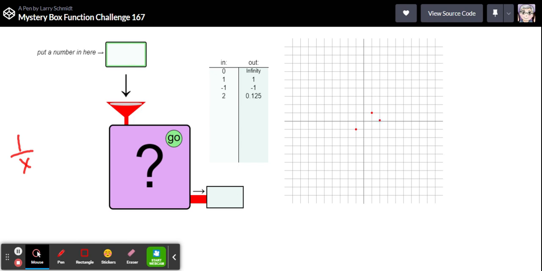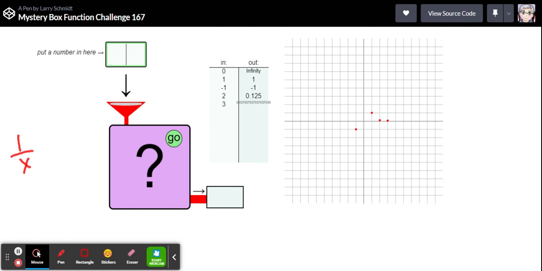Oh, so if it's 1 over x, I would expect 1 over 2 would give us 0.5, but we did not get that. We got 0.125. Huh, let's try a 3. Oh, wow, okay. So it's approaching that x-axis really rapidly, much more rapidly than you'd expect with 1 over x. So maybe there's a multiplier down here or something else is going on.